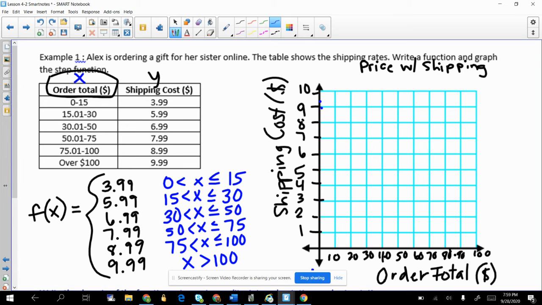All right, so now if you wanted to, we could plot each of these fences. So we know we have one at 0. I'm just going to do some dots here. We know we have one at 15. We know we have one at 30. We know we have one at 50. We know we have one at 75.